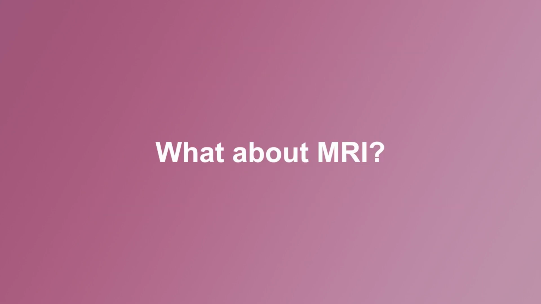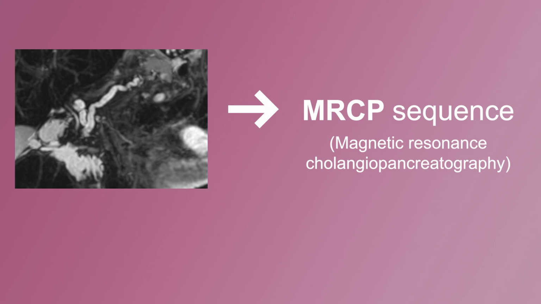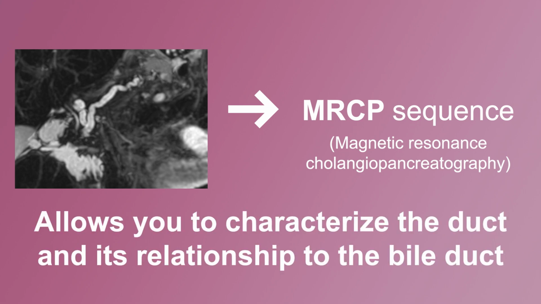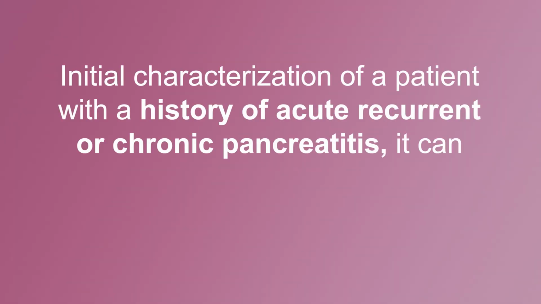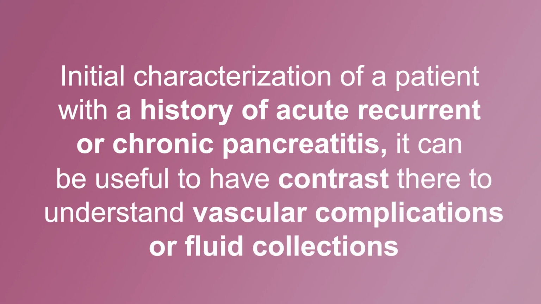What about MRI? The key sequences are going to be your MRCP sequence, your 3D MRCP sequence that allows you to characterize the duct and its relationship to the bile duct, and then a T1 weighted sequence to understand parenchymal health. At an initial characterization of a patient with a history of acute, recurrent, or chronic pancreatitis, it can be useful to have contrast there to understand vascular complications or fluid collections. But in many cases, we can get away doing these exams without IV contrast.